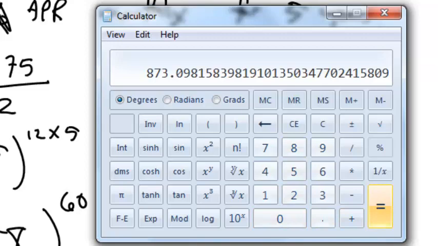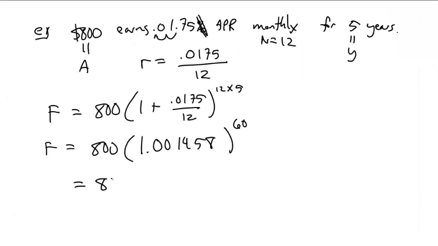Ping. 873. I'm going to round that up to 873.10. Oh golly, you waited 5 years and your $800 became $873.10. This is why the rich people are going crazy right now, because they want to just sit on their butts and have their money earn interest, and they want to live off of it. And you can't get squat for interest right now, and that makes them very upset.